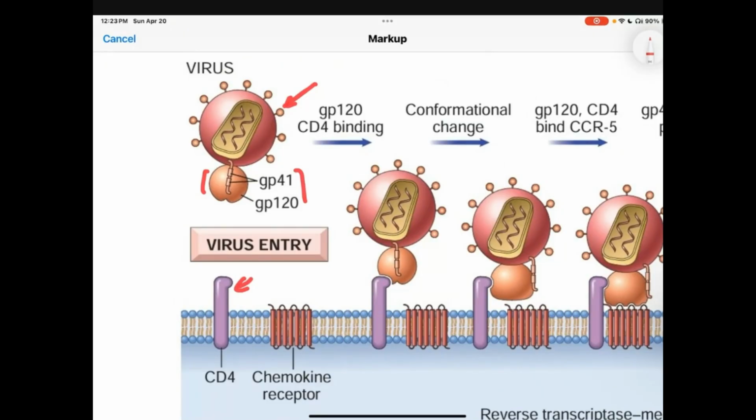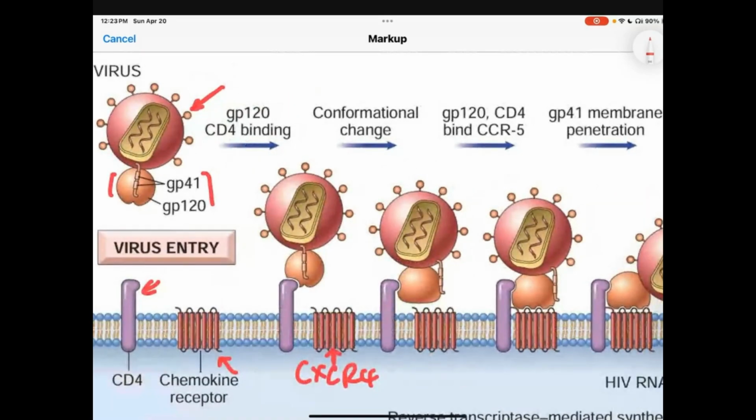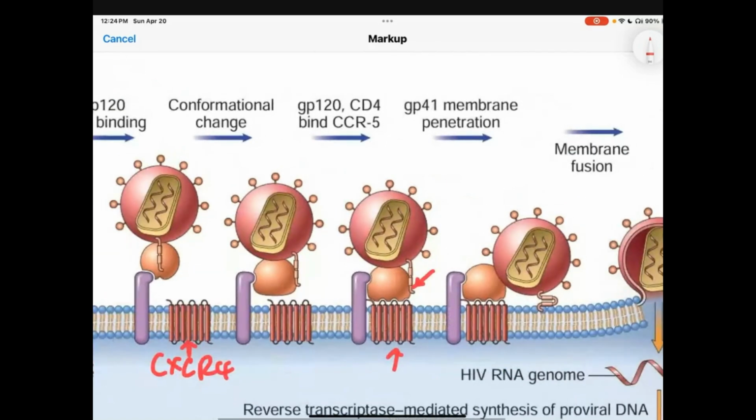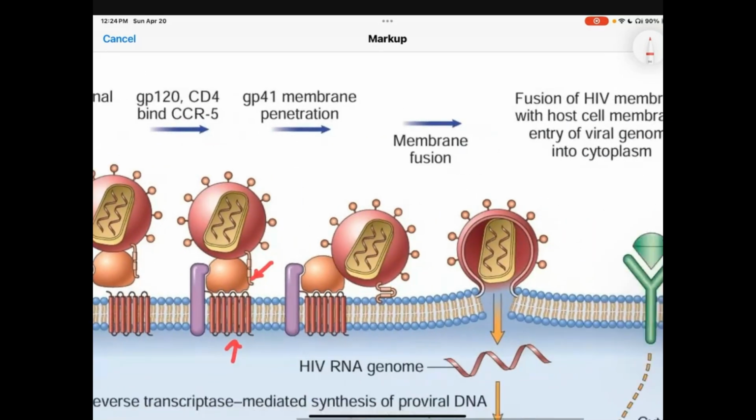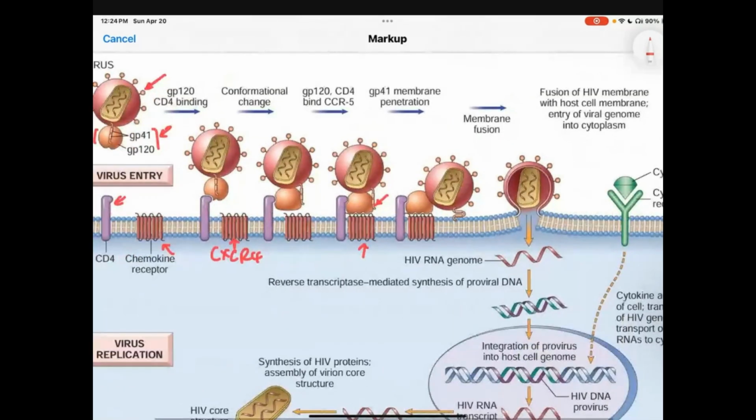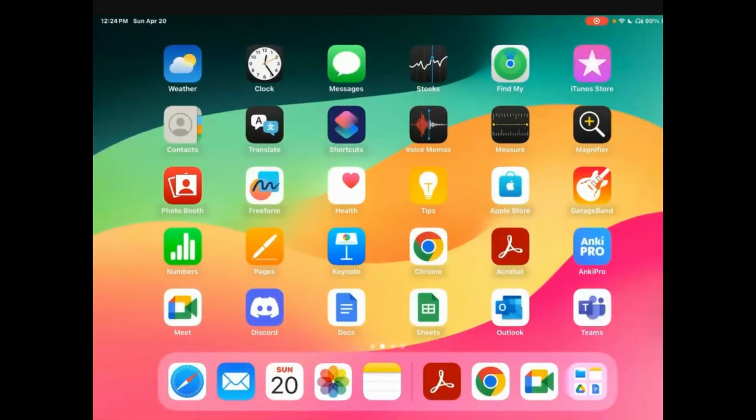And then look at the chemokine receptor. That chemokine receptor here is CXCR4, and this is what it needs to help it. You can see with that CXCR4, it allows GP120 and GP41 to allow the HIV to enter inside the CD4 T cell. So that's why for the macrophage it is CCR5.